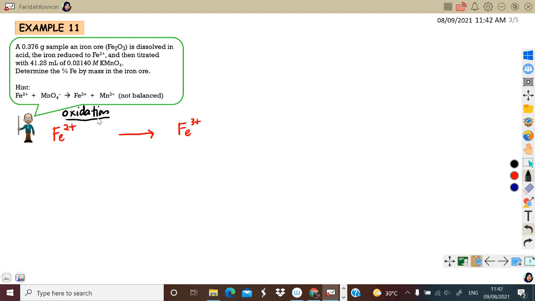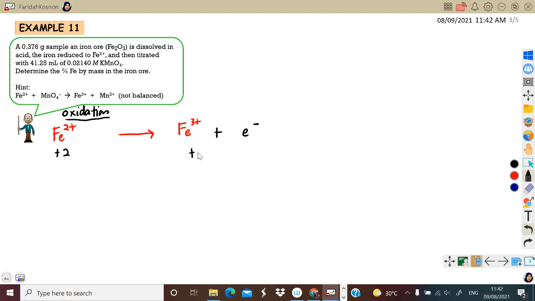Oxidation reaction is a reaction where the electron must be removed. Iron 2 plus removes electron, and when it removes electron, it forms iron 3 plus. Jadi sekarang kita nak remove electron untuk kita balancekan charge. Jadi sekarang sebelah sini kita nak tambah berapa elektron, kita kena fikir dulu dengan menjumlahkan total charges di sebelah kiri. So sebelah sini total charge is positive 2.